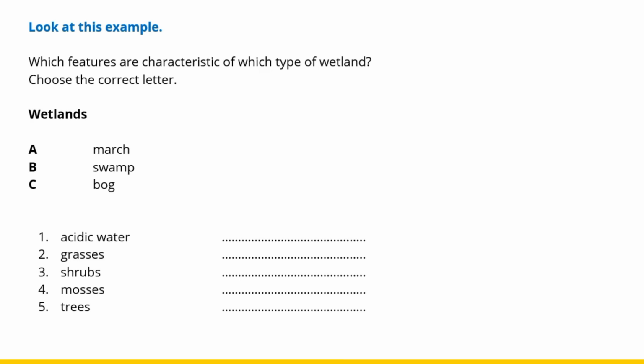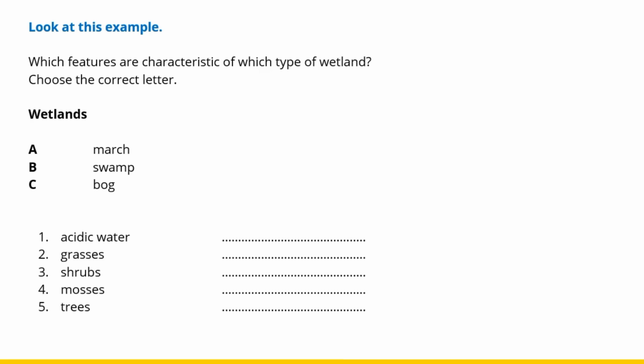So what you have to do in this case, whenever you hear acidic water, and then you might hear the word swamp many times, so you're going to write down 1B. And then for example, you might hear something like grasses, and then you'll hear bog, so that's going to be 2C. And sometimes some of them can be repeated.